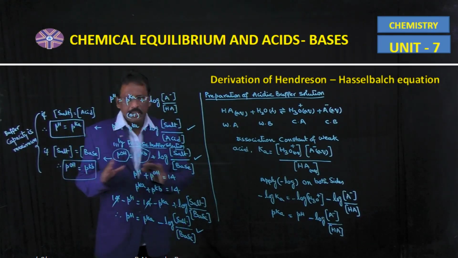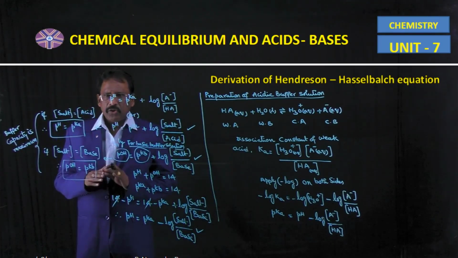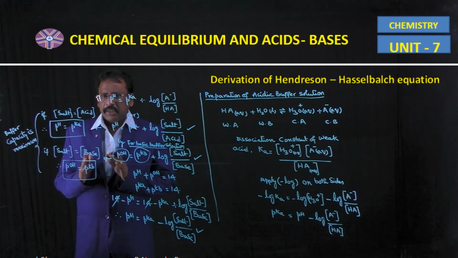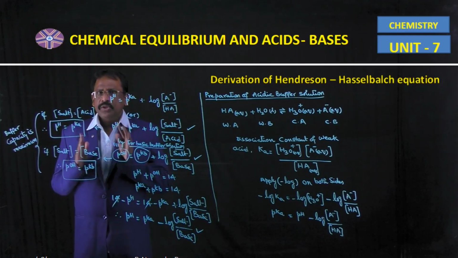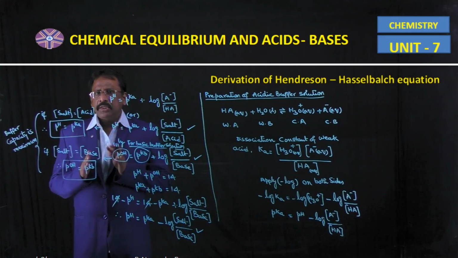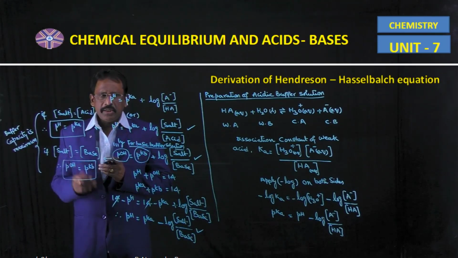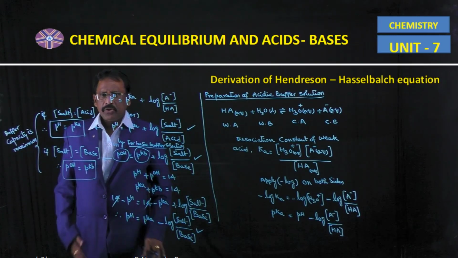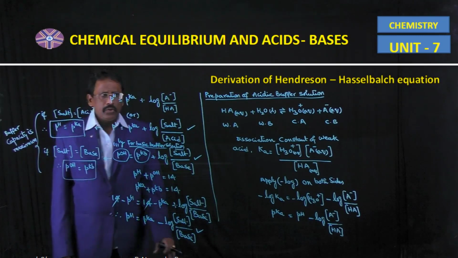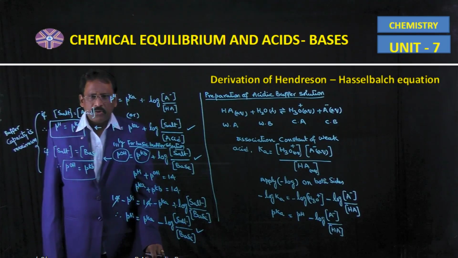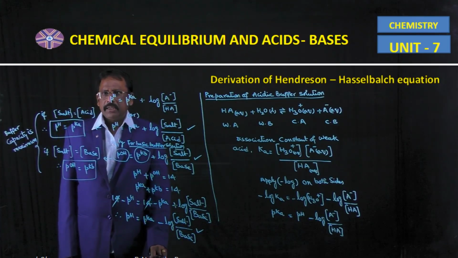So this is about the buffer solutions. Finally, the solutions which can resist the change in pH on dilution or by adding a small amount of an acid or base are said to be buffer solutions. There are two types: acidic buffer solutions and basic buffer solutions.